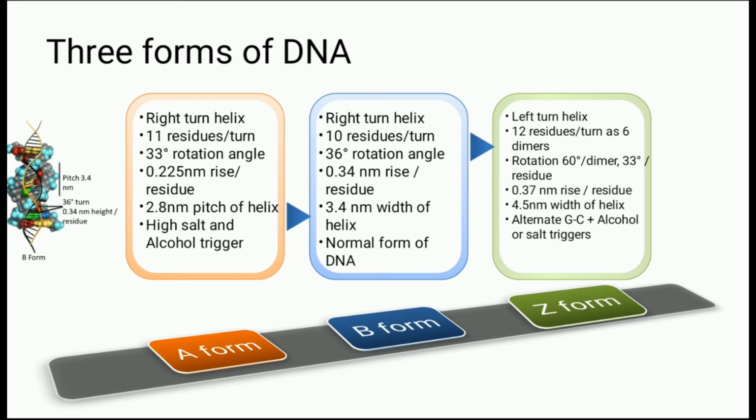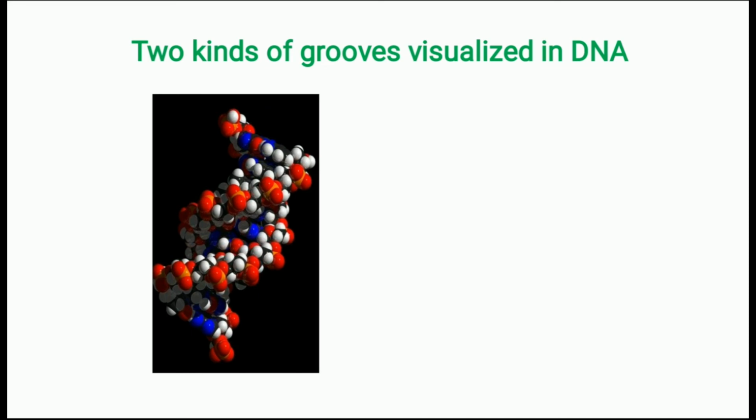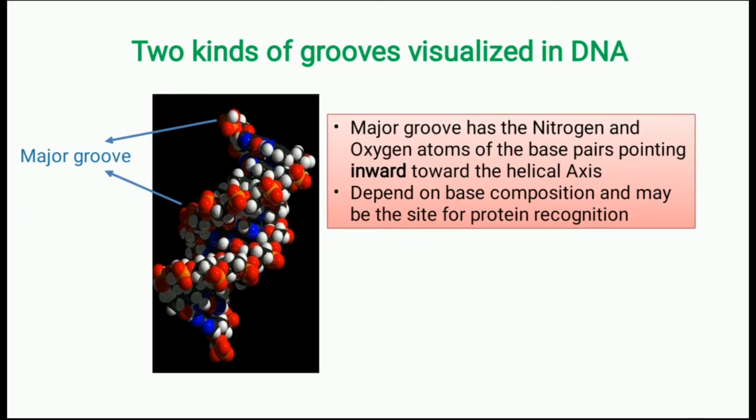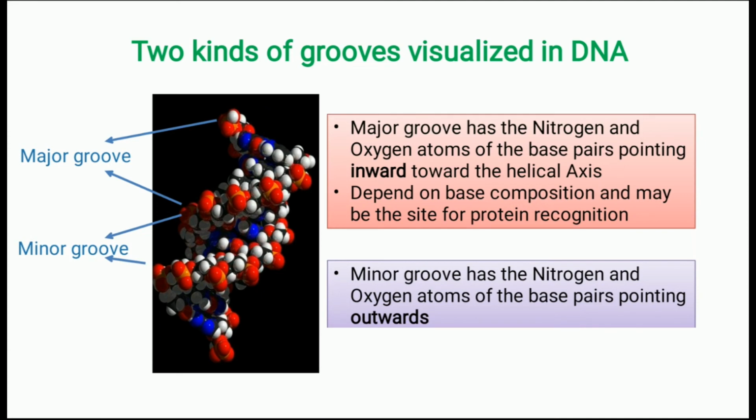Alternate presence of GC and high alcohol and salt may lead to conversion of the normal form of DNA into C form. In the DNA double helix, 2 kinds of grooves are visualized. One groove is called the major groove. Here the nitrogen and oxygen atoms of the base pairs point inward towards the helical axis, and it depends on the base composition, and this may be the site for protein recognition to interact with DNA molecules. And another kind of groove is called the minor groove. Here the nitrogen and oxygen atoms of the bases point outwards. This is called the minor groove.